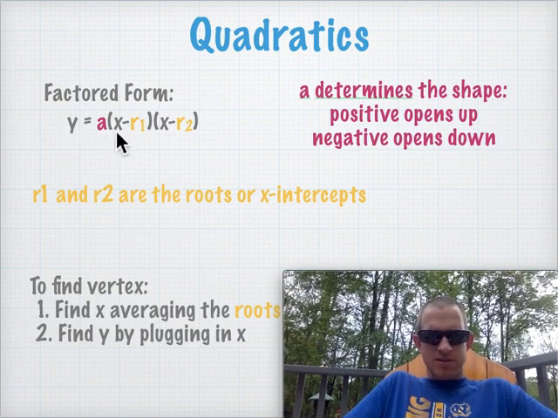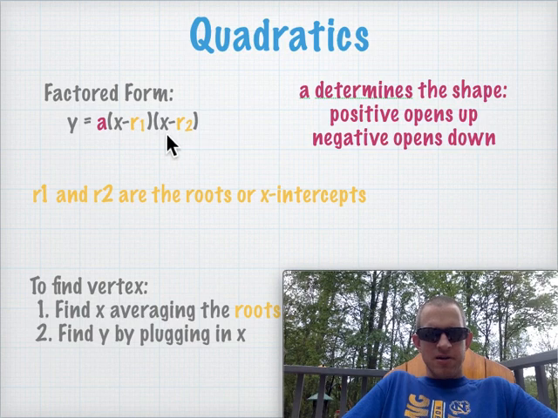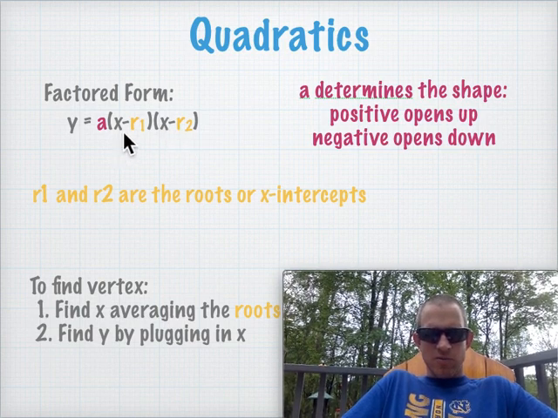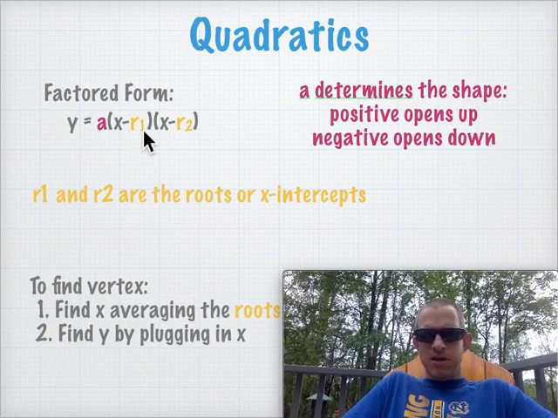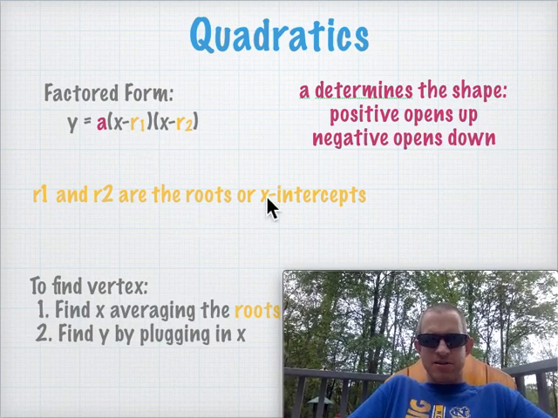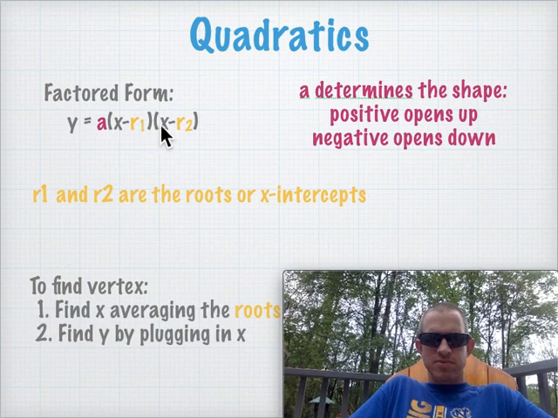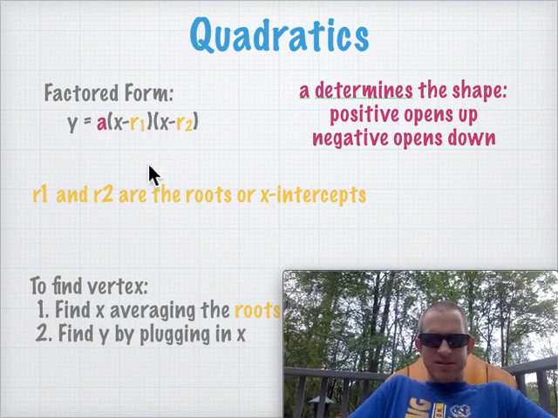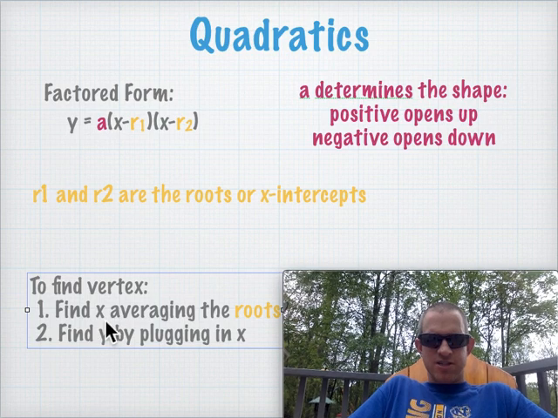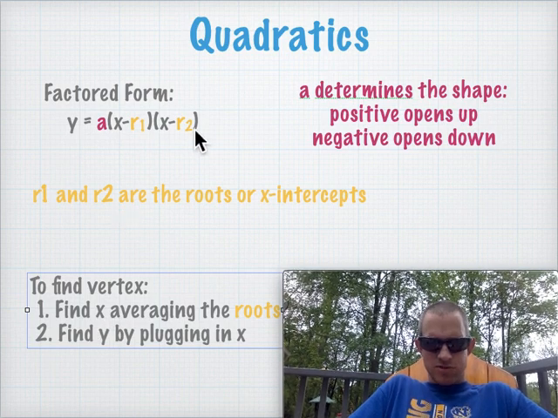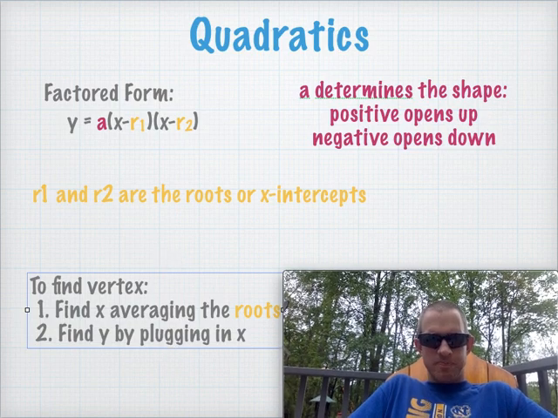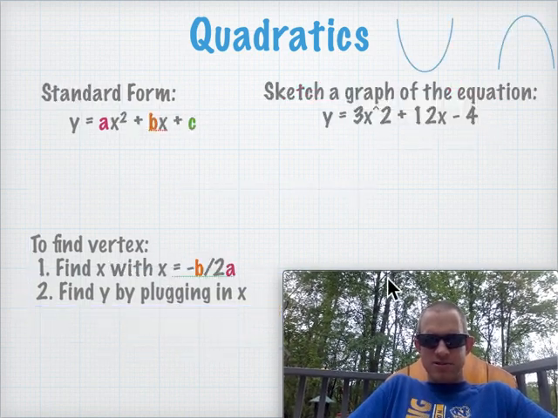y equals something with parentheses. If it's in parentheses form, then the thing that pops out at people is the x-intercepts, or sometimes called the roots. Those are the things that are inside these parentheses. And in that case, if you want to find the vertex, you're going to have to start by finding the average of these roots and then plug that x in to get a y-coordinate. So we'll look at a couple of quick examples of that.